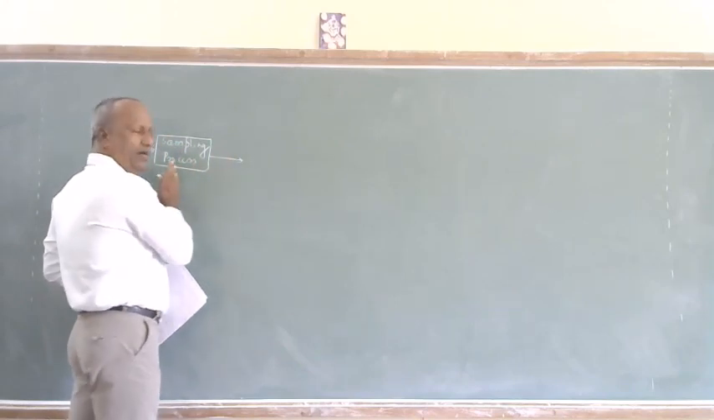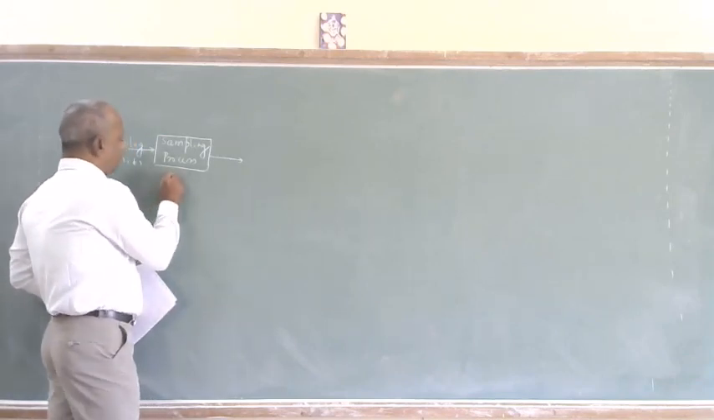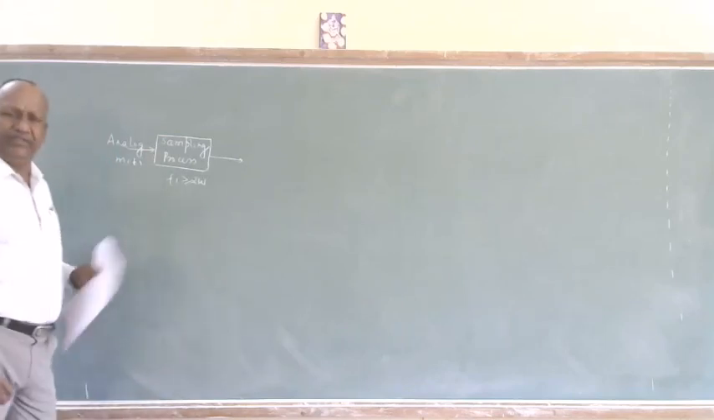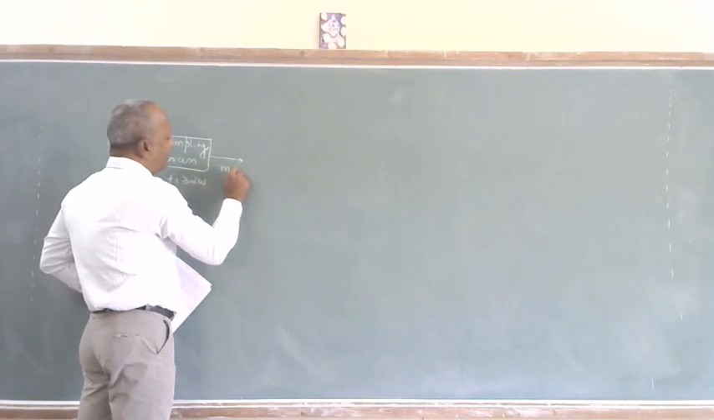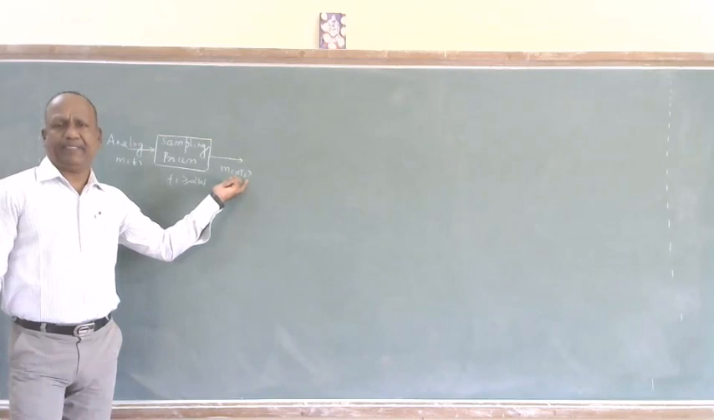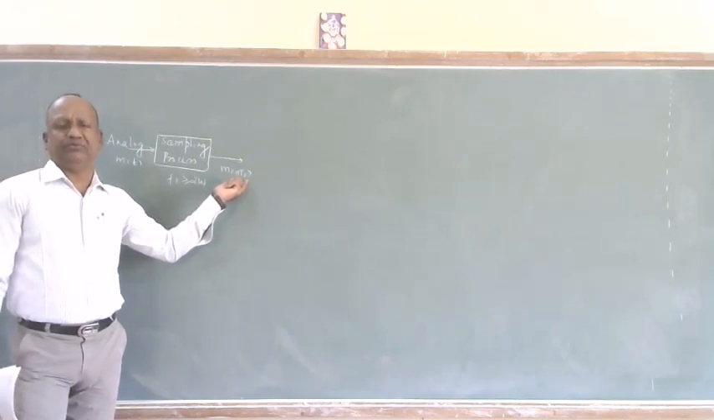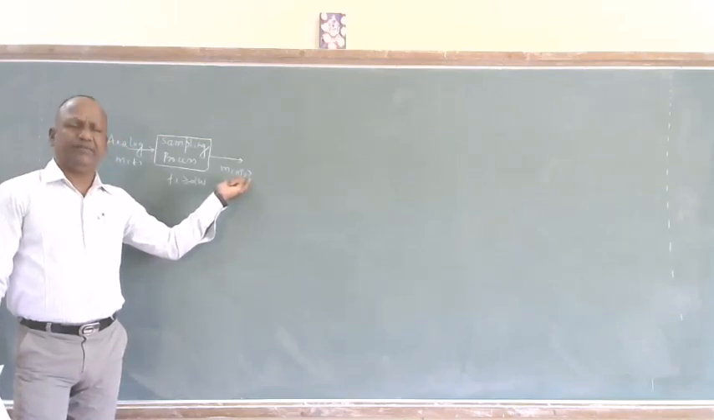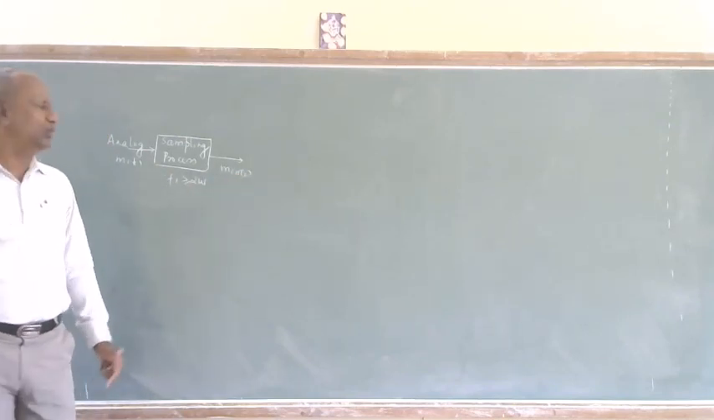But anyway, implementing the sampling process in a practical way means what? Fs must be greater than or equal to 2W. With this condition, if I do sampling, what I am getting as output is m(nTs). What is m(nTs)? Symbolically it represents sample values, or basically it is a discrete signal.